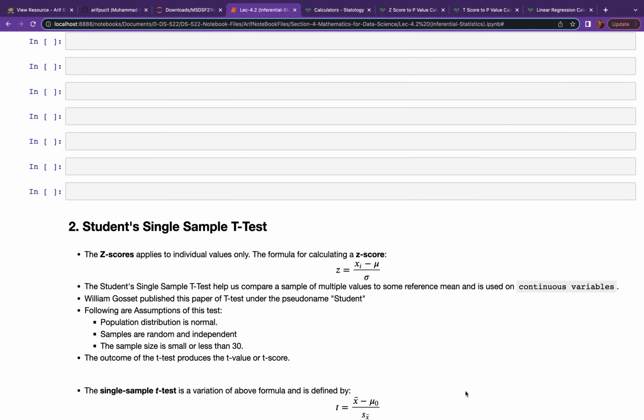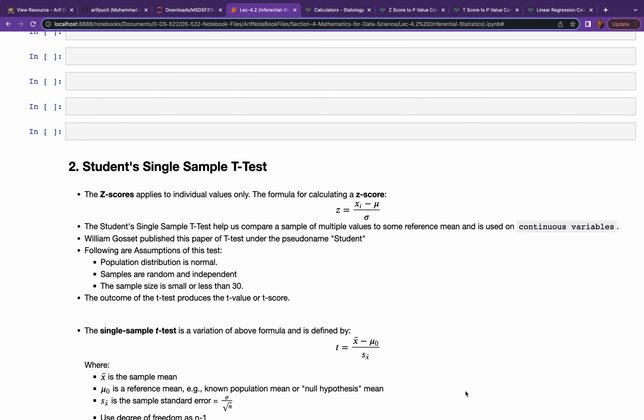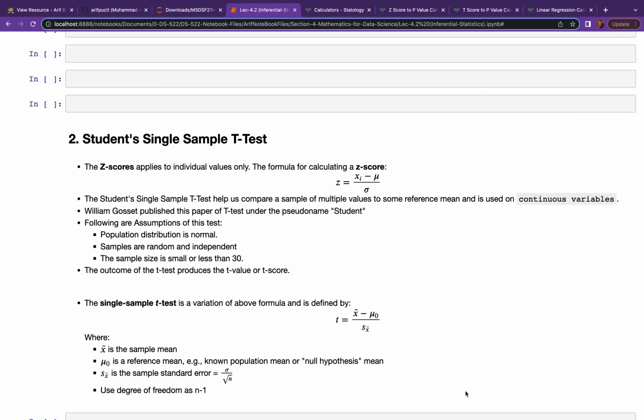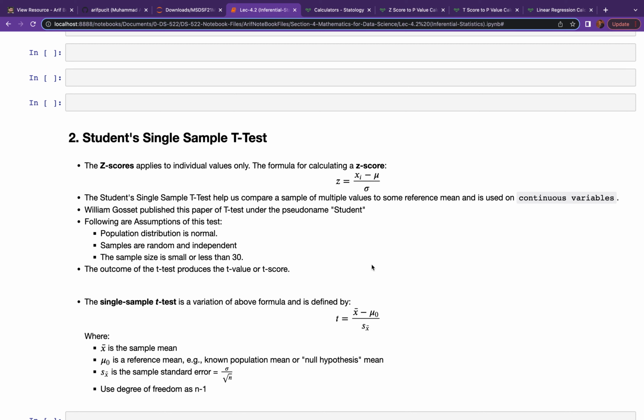Let me move ahead and practically do a single sample t-test first. We have already seen this z-score formula, and this is the t-score formula to compute the t-score. Well, my dear friends, this student's single sample t-test idea was given by William Gossett, which he published in his paper under the pseudonym Student. That is why this is known as a student's single sample t-test.